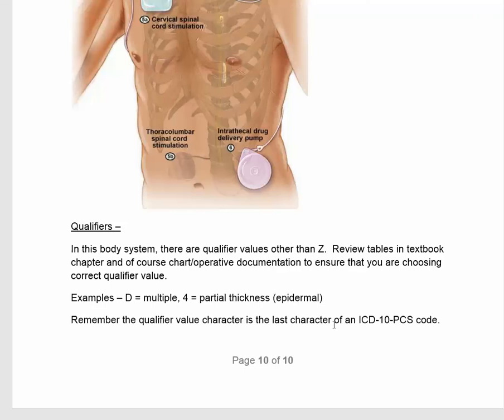For the integumentary system, you have a lot of options at times for your qualifier character value. You won't always see just Z as no qualifier. So it depends on what you're coding, obviously. Table 14.3 gives you some idea what those possible qualifiers could be. Depends on the table again. Sometimes it will be related to the grafting that you're coding. So 4 could be a possible option for partial thickness, such as their epidermal cultured graft.